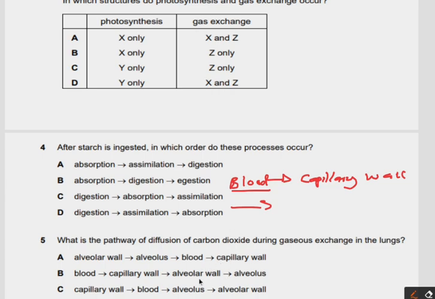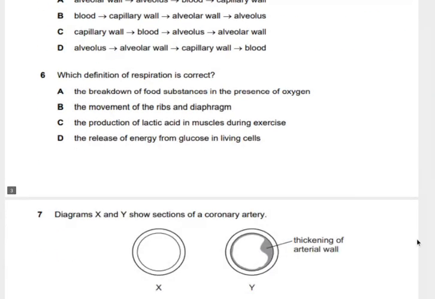So in this case, what do we have? For the first part, we have the alveolus wall, so this one should be eliminated. Second part, we have blood, of course, then the capillary wall, the next one is the alveolar wall, and then also the alveolus. So this one is going to be our answer. Let's also see other options. For C, we have capillary wall, blood, then the alveolus, then the alveolar wall. Right. So let's see the next question.